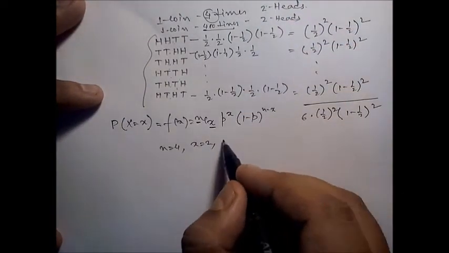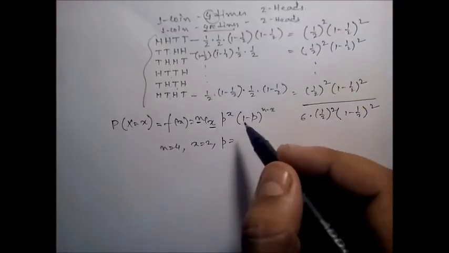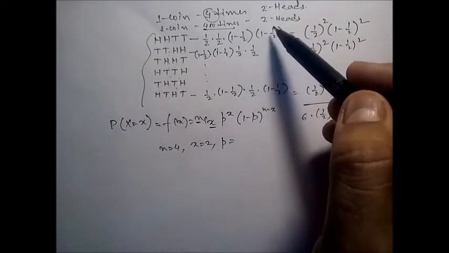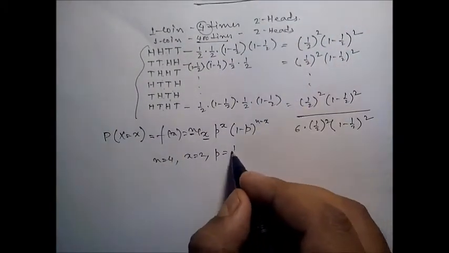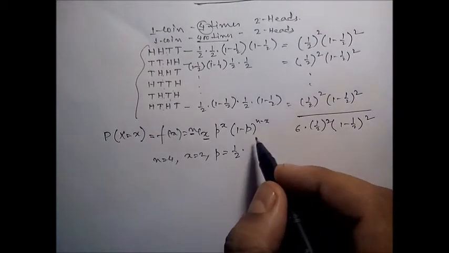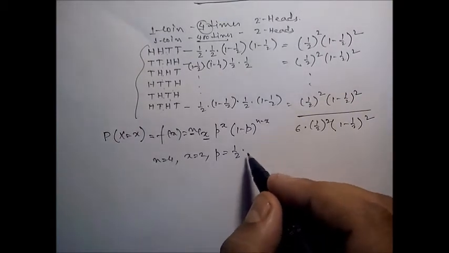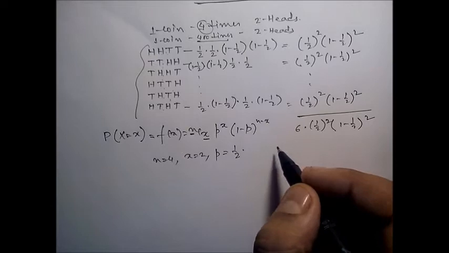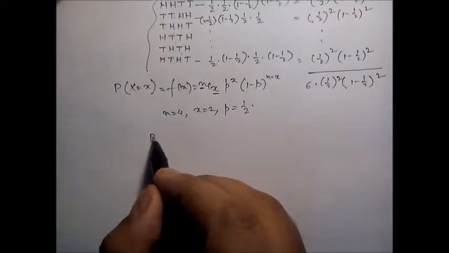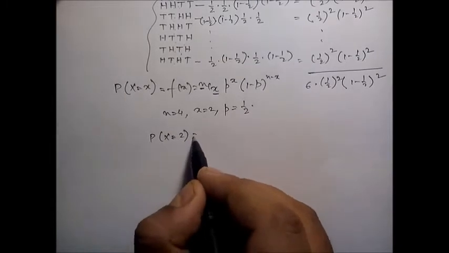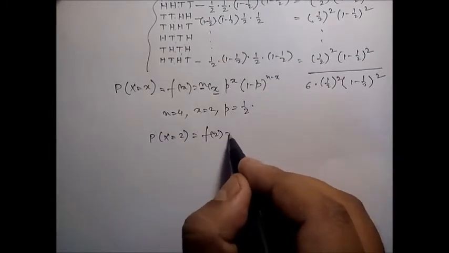And what is p? p is the probability of success. If our interest is getting head, it is success, so the probability of getting head is 1/2. Similarly, the probability of getting tail is 1 minus p, so it is 1 minus 1/2, which is 1/2. So what is the probability of getting 2 heads? So x is equal to 2, so that is f(2).